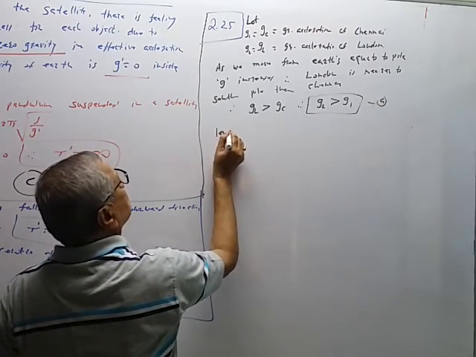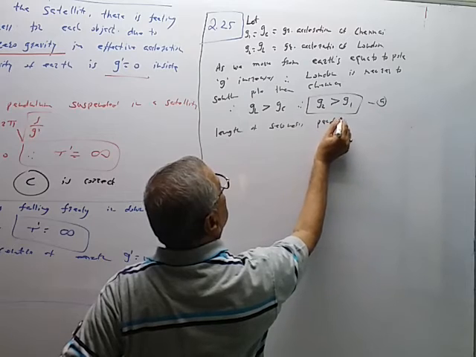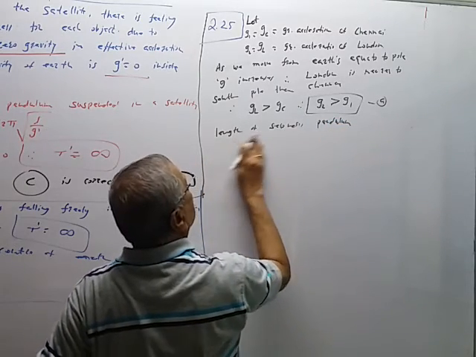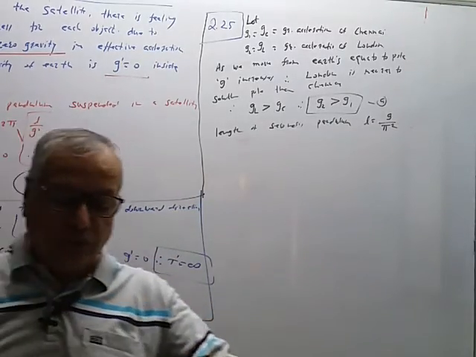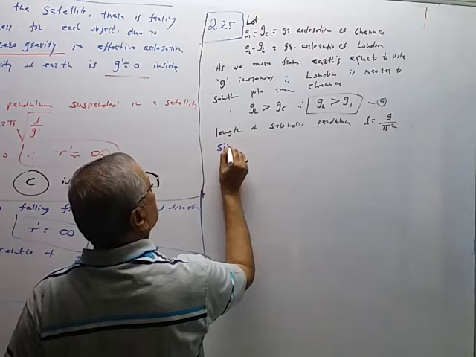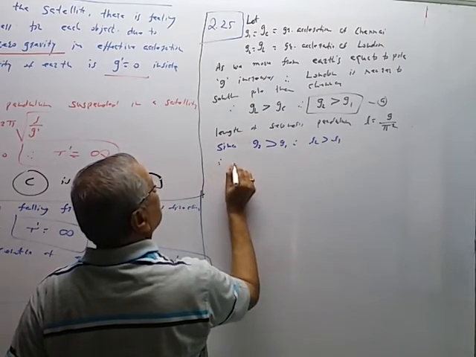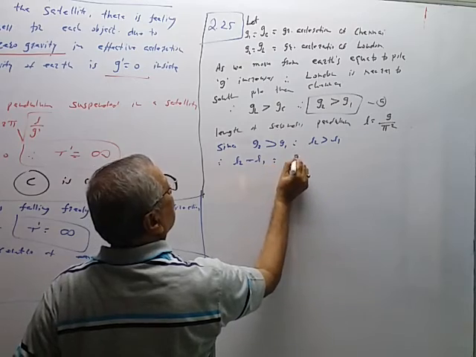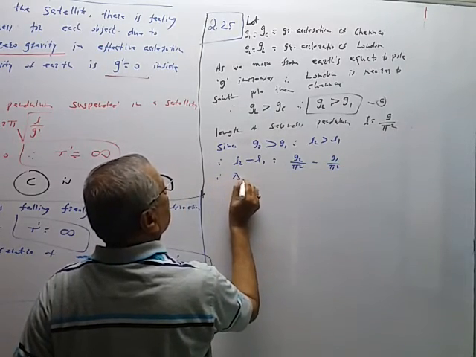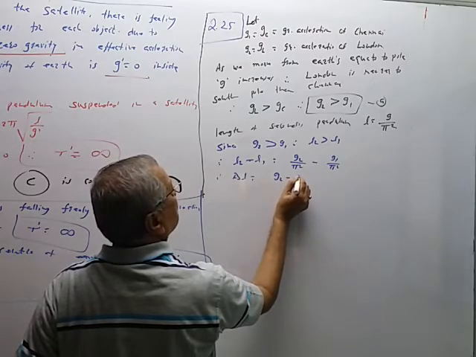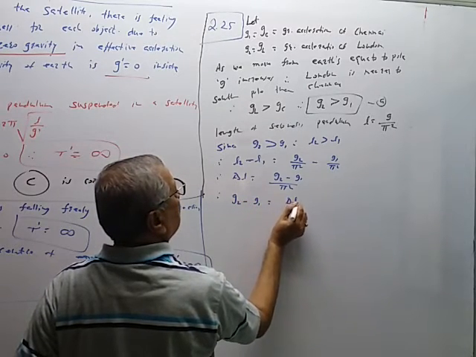Now, the length of the second pendulum L is equal to g upon pi square. Since G2 is greater than G1, therefore L2 is greater than L1. Therefore L2 minus L1 is equal to G2 upon pi square minus G1 upon pi square, and delta L, the change in length, is equal to (G2 minus G1) upon pi square. Therefore, G2 minus G1 is equal to delta L into pi square.